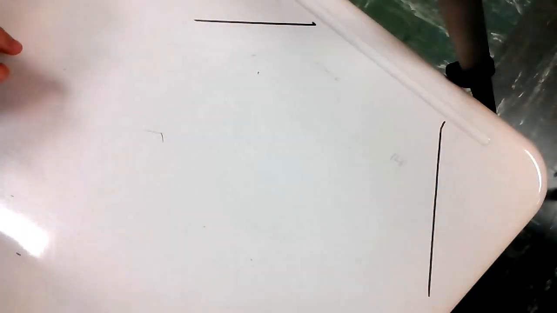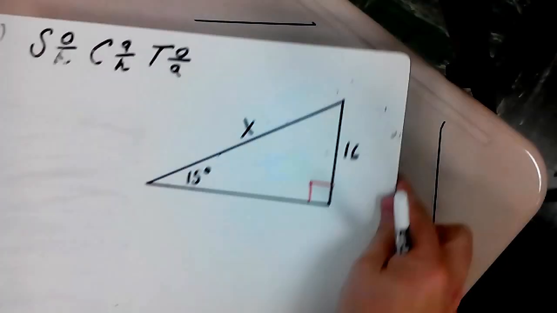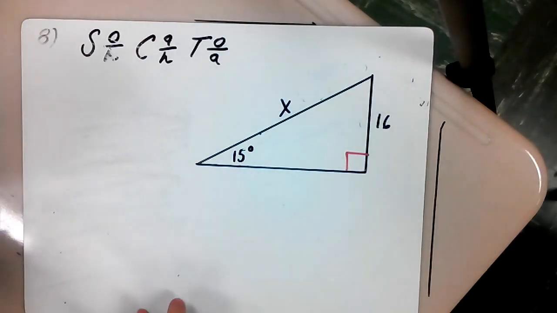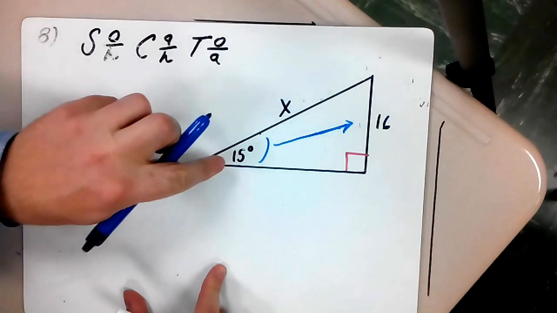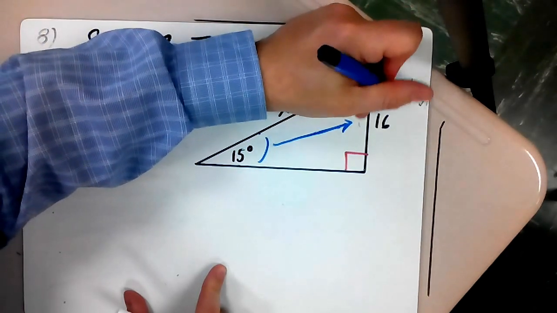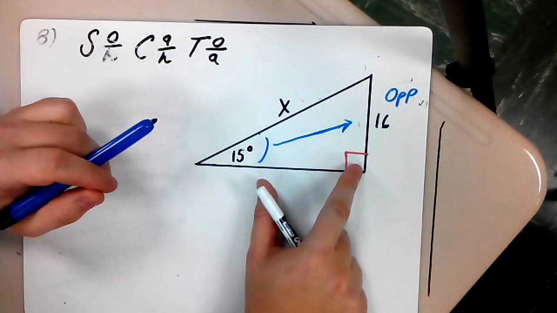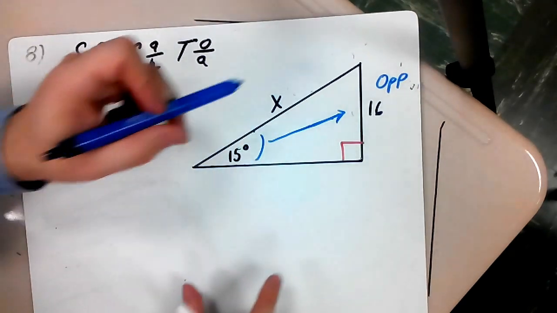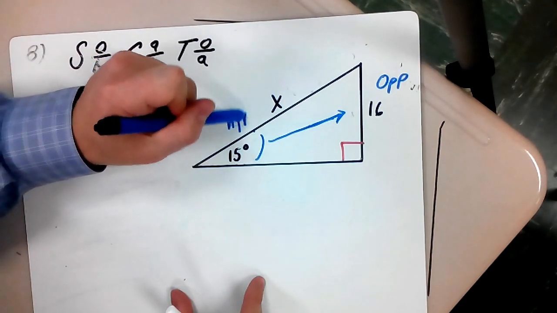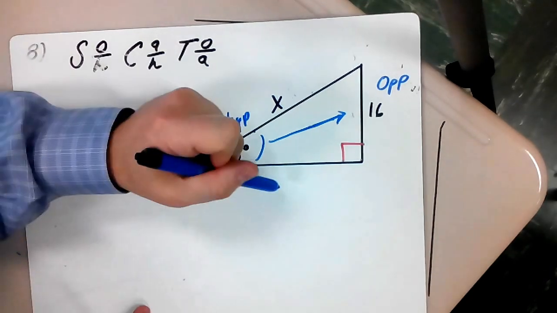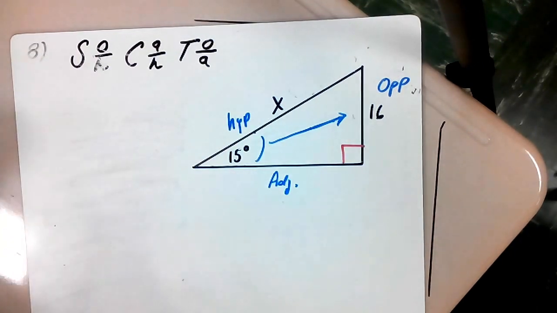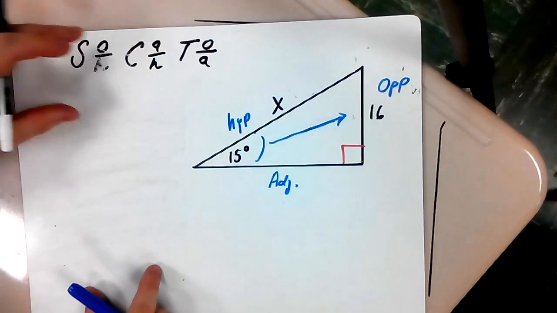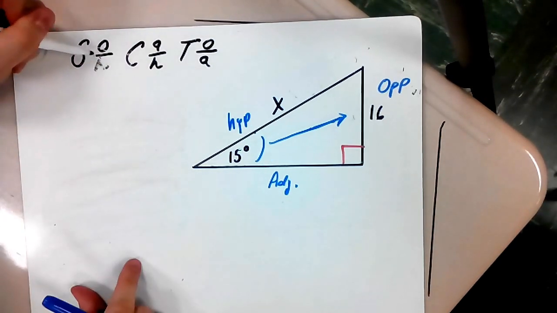Okay, let's take a look at the next example, number 8. I'm going to do this again and label my triangle. I draw an arrow right out from my reference angle, and that is the opposite leg. Then across from my right angle is the hypotenuse, and what's left is the adjacent leg. Now I need to figure out which trig ratio I'm going to use to solve this problem.